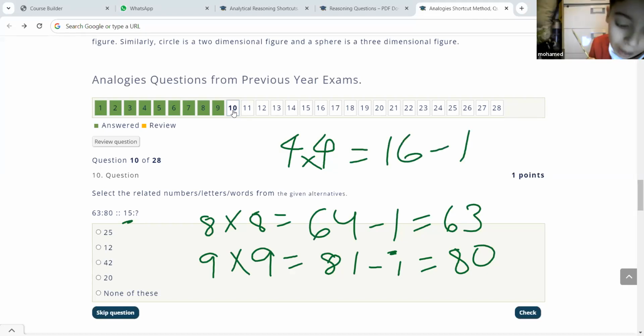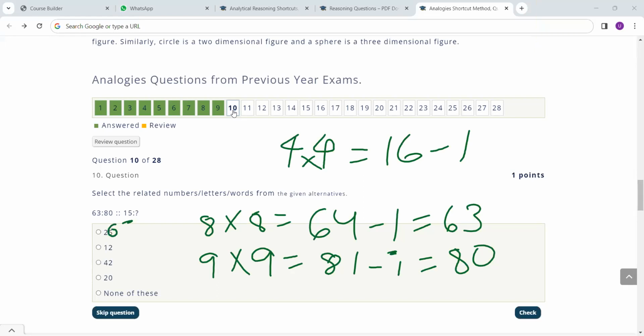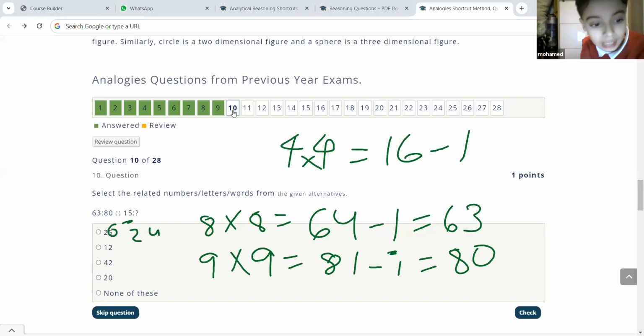I got mine wrong. I accidentally wrote the wrong answer. So we have to find a number which is a square and less than 1. I don't get it. I don't get where you get 8 times 8.